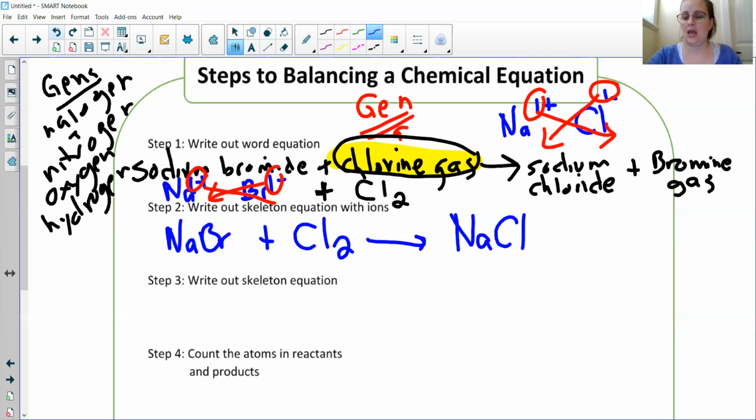Okay. And then it's plus bromine gas. So bromine doesn't end with the word gen, but when you look it up, bromine is in the halogen group. So when it's by itself, it is going to be plus Br, but because it's a halogen, there's two of them.